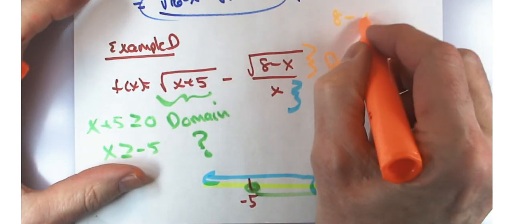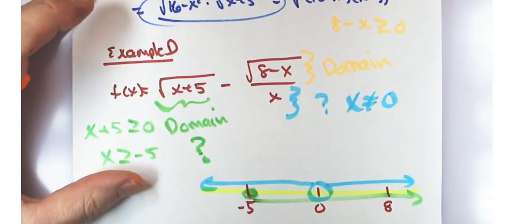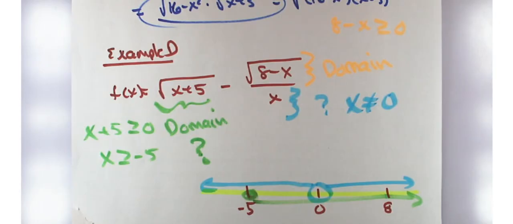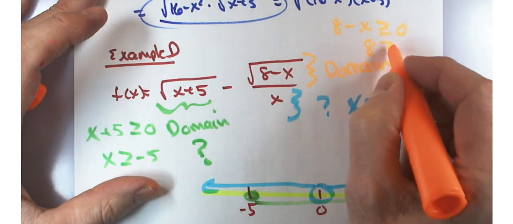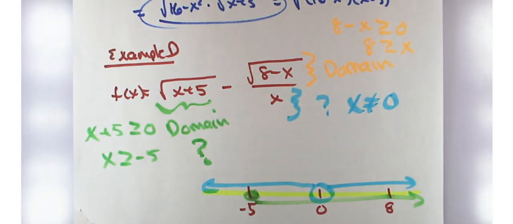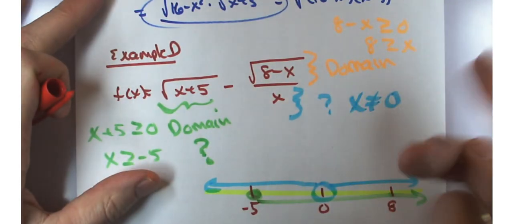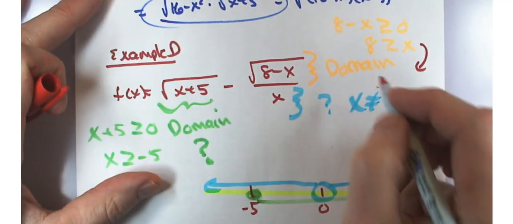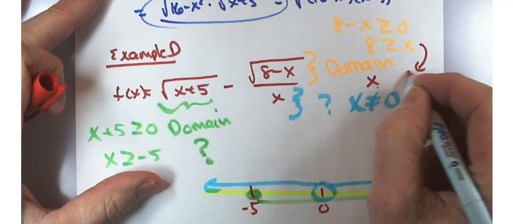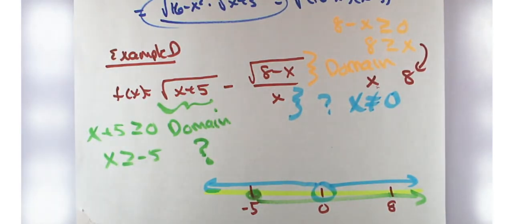8 minus x is greater than or equal to 0. If we move the x over to the other side, that's fine. It is a little bit harder to interpret that way. 8 is greater than or equal to x. You might want to spin that around. What would that look like if I flip that inequality around, if I put the x on the left-hand side and the 8 on the right-hand side? All I'm doing is flipping it around.